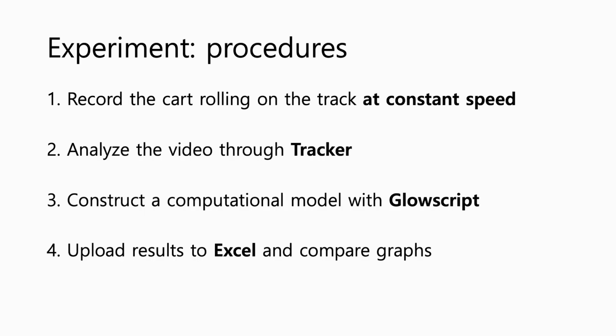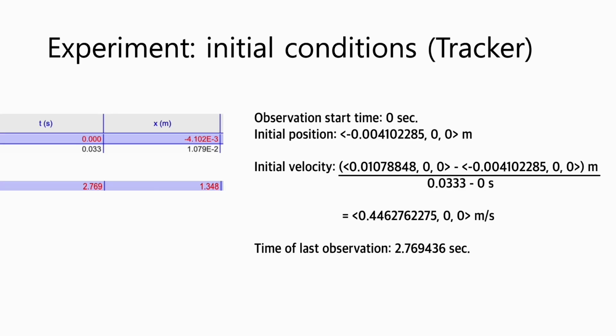The experiment procedures were: one, taking a video of the cart rolling at constant speed; two, analyzing the video through Tracker program; three, making a computational model for prediction through GlowScript; and four, comparing the results in Excel. This shows the initial conditions I was able to get from the Tracker program.